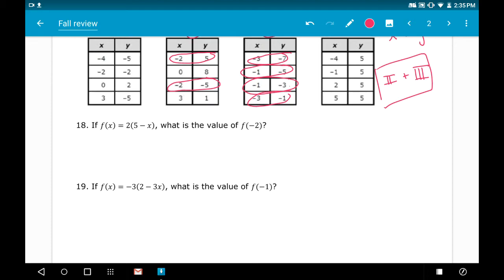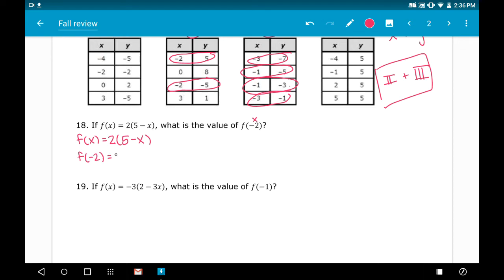Now 18, this is about function notation. So it says if f of x equals 2 times 5 minus x, what is the value of f of -2? So whatever is inside here is basically like our x. So all we have to do is take our original one. So f of x equals 2 times 5 minus x. And we just replace everywhere that there's an x with a -2 if we want to find f of -2.